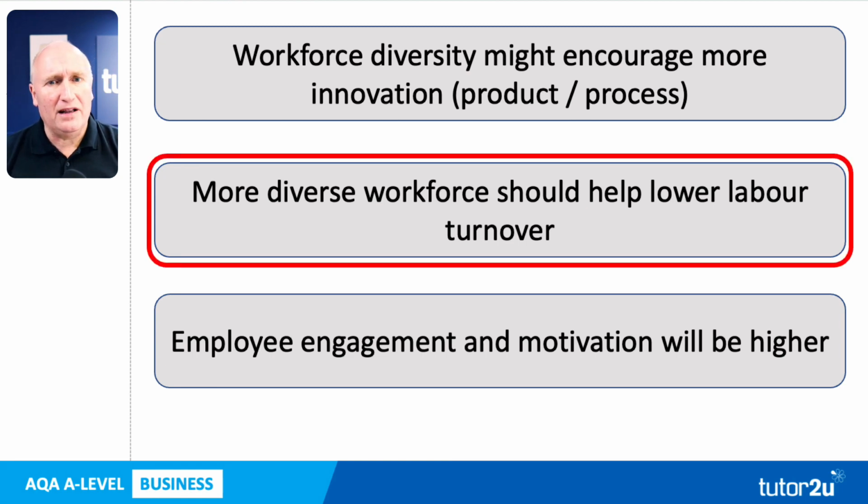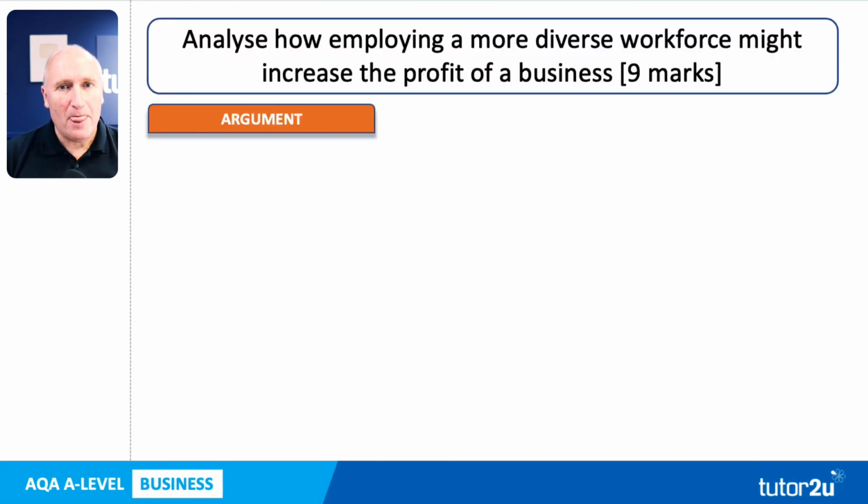But I've gone for the one in the middle there, which is that a more diverse workforce should help lower labour turnover, because I think I can get from lower labour turnover to increased profit relatively simply in terms of my analysis. But any one of those 3 points, and indeed any other points that are relevant, will be fine. We just need to make sure we write that properly constructed response. Okay, well, I only need 1 argument. By the way, you can write 2 if you wish, but I know you can get away with 1 argument for this to get to level 3 or 7 to 9 marks.